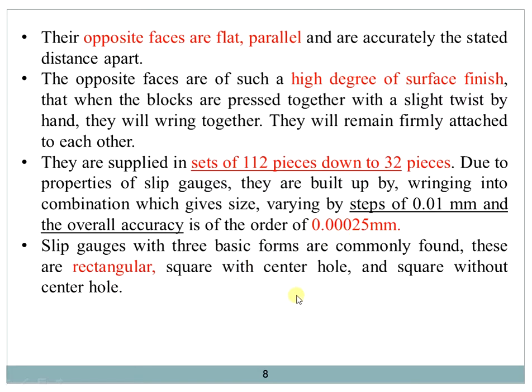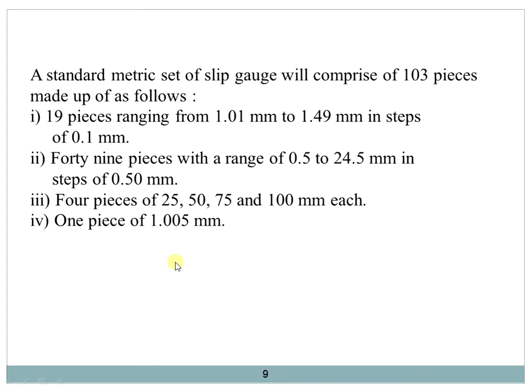Slip gauges may be found in square patterns, and for angles we have angle gauges. If we consider a 103 piece set, let us break down these 103 pieces. 19 pieces range from 1.01 mm to 1.49 mm in steps of 0.01 mm, so total 19 pieces. Then we have 49 pieces of 0.5 to 24.5 mm in steps of 0.50 mm. Then 4 pieces of 25, 50, 75 and 100 mm each. Then one piece with a different value, 1.005 mm.